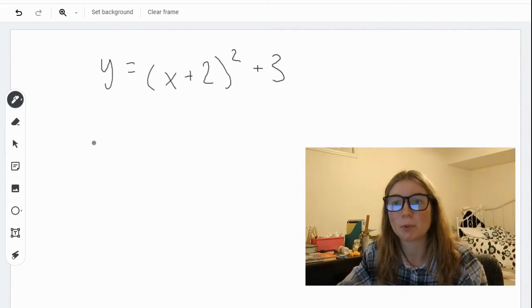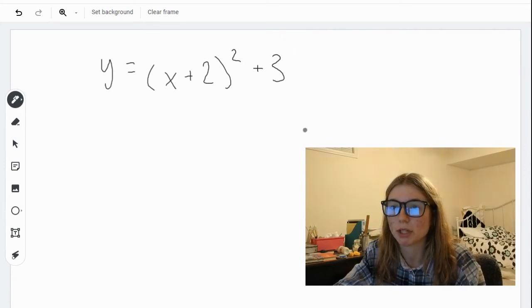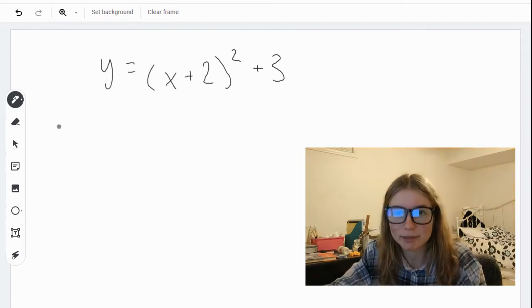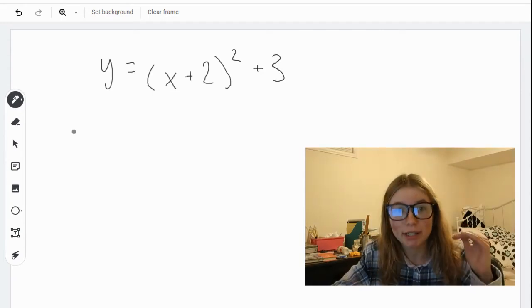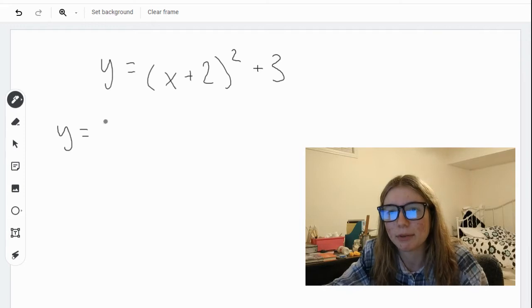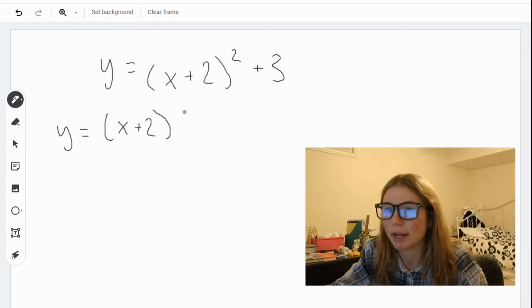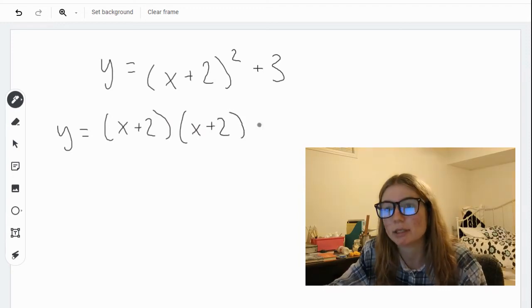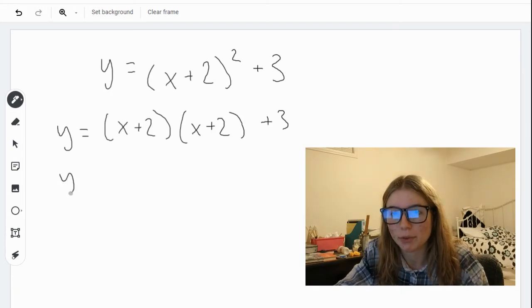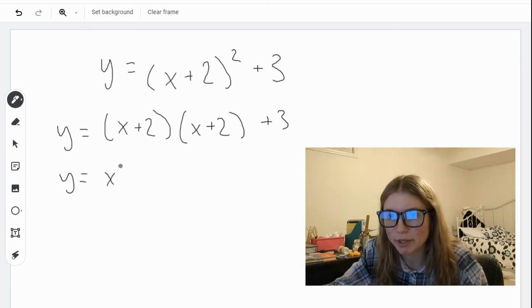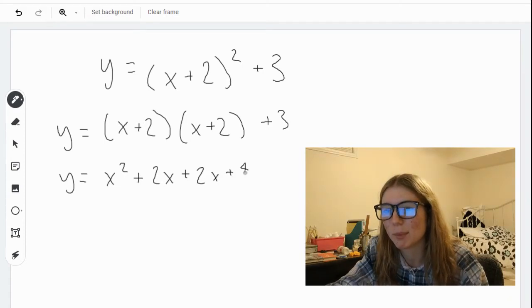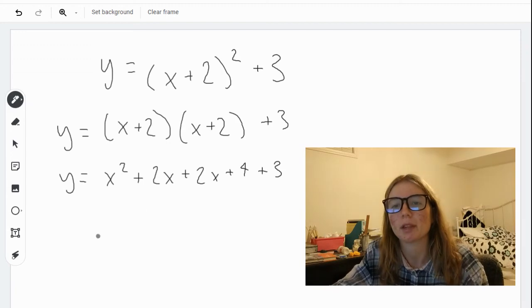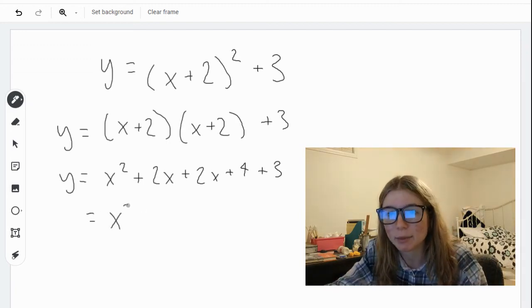And we know how to FOIL, so we're going to take this equation from vertex form to quadratic form by FOILing out the (x plus 2) squared. We're going to see what that looks like and see if we can try to use it to go from quadratic form to vertex form. So let's start by rewriting this as (x plus 2) times (x plus 2), because that's what (x plus 2) squared is, plus 3. And then we can use FOIL to get y equals x squared plus 2x plus 2x plus 4 plus 3, because that's that plus 3 there. And then combine like terms to get x squared plus 4x plus 7.